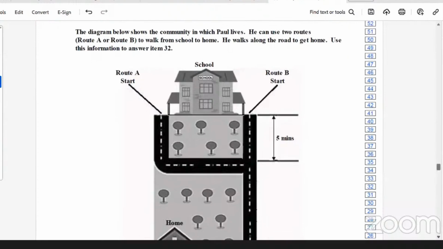All right, so the diagram below shows the community in which Paul lives. He can use 2 routes, route A or route B, to walk from school to home. That word route, I know for most people, they use the American pronunciation route, the English pronunciation route.